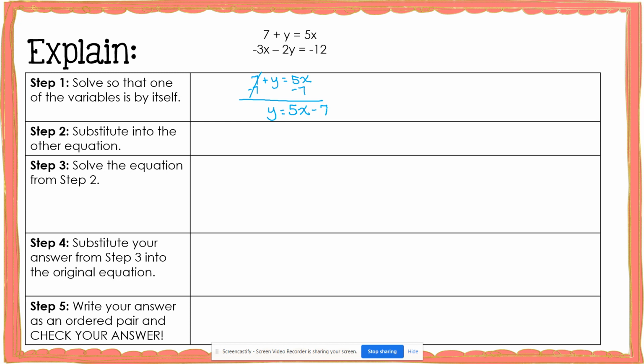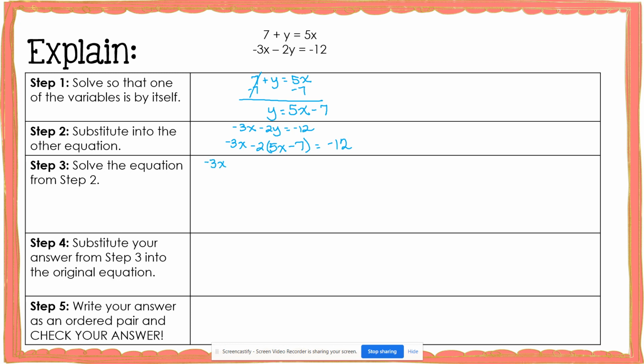Well, now that we know that that's what y is, we can plug that into our other equation. Our other equation says negative 3x minus 2y equals negative 12. Well, that's negative 3x minus 2 times y. But this time we know that y is 5x minus 7. And then all of this equals negative 12. Well, now we're going to solve. Again, it's a multi-step equation, most of these will be, and so you'll have some work to do before you can start using your inverse operations.